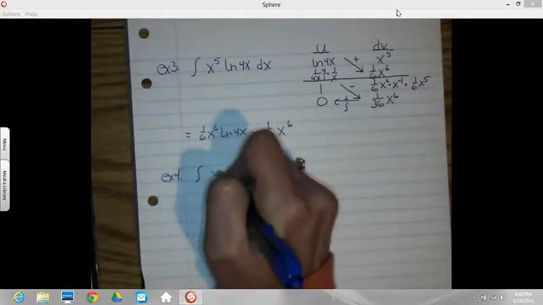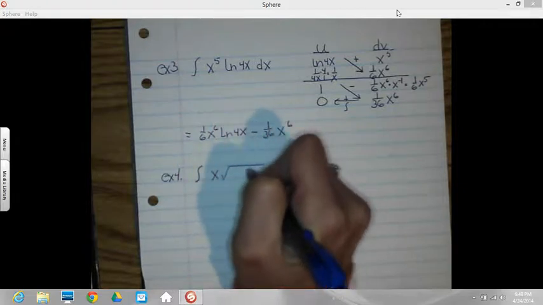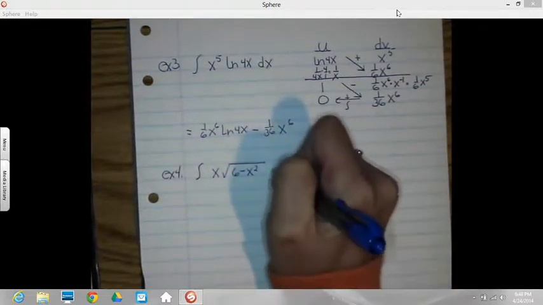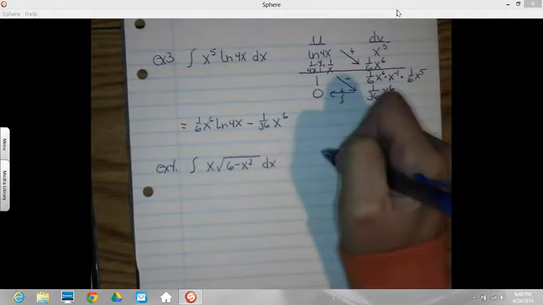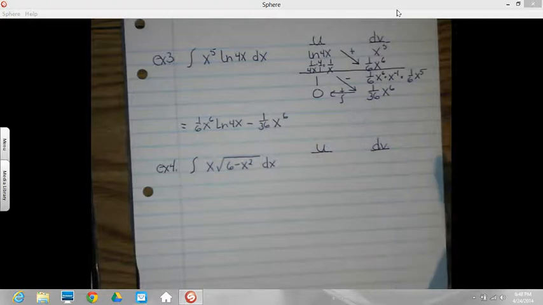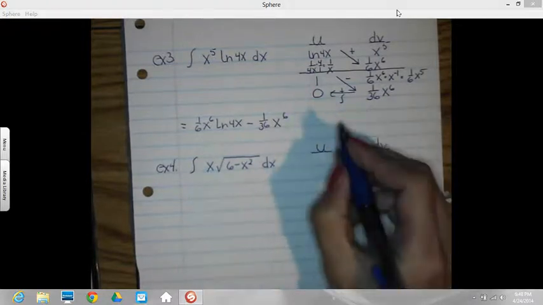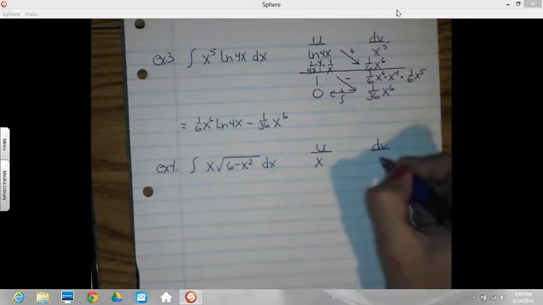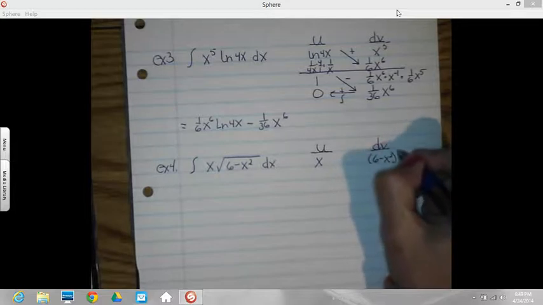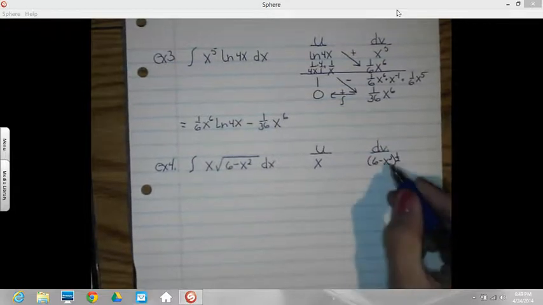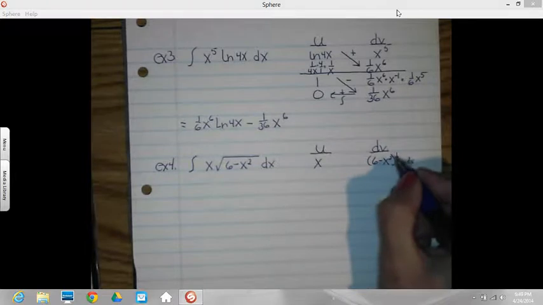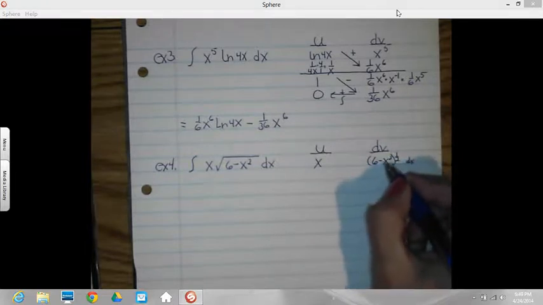X times the square root of 6 minus x squared dx. Okay. U dv. Since they're both x terms, you take a stab at which one you want to be u. I think I'm going to choose x. Here I'm going to write it with the fractional exponent instead. 6 minus x squared to the 1/2. Is this something I can integrate? Well, I've got an inside to a power. I can do power rule if I have the derivative of the inside attached to the dx.